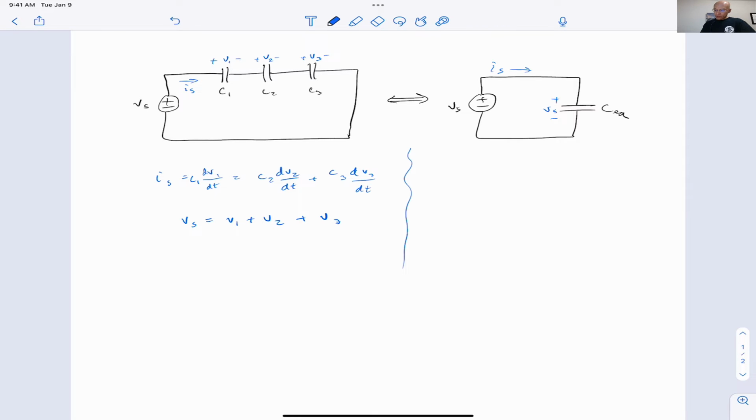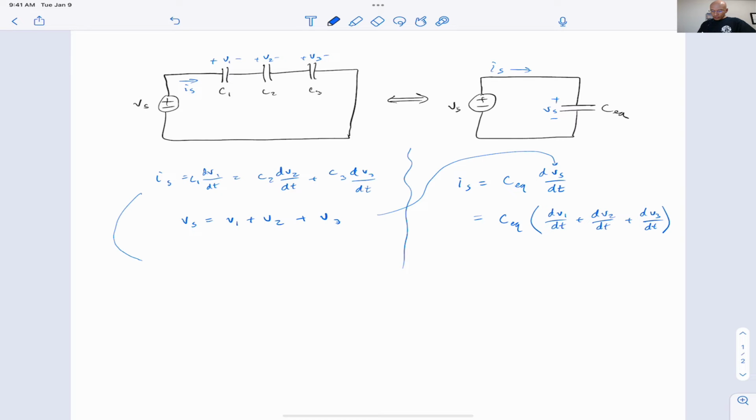In the equivalent circuit, we want the same current and voltage relationship, so we write this. Then we can put this equation into there, so we have this. Next, we're going to use this equation, and we can write the derivatives like this. Right, so I just divided these two both by C1, and we can do the following.